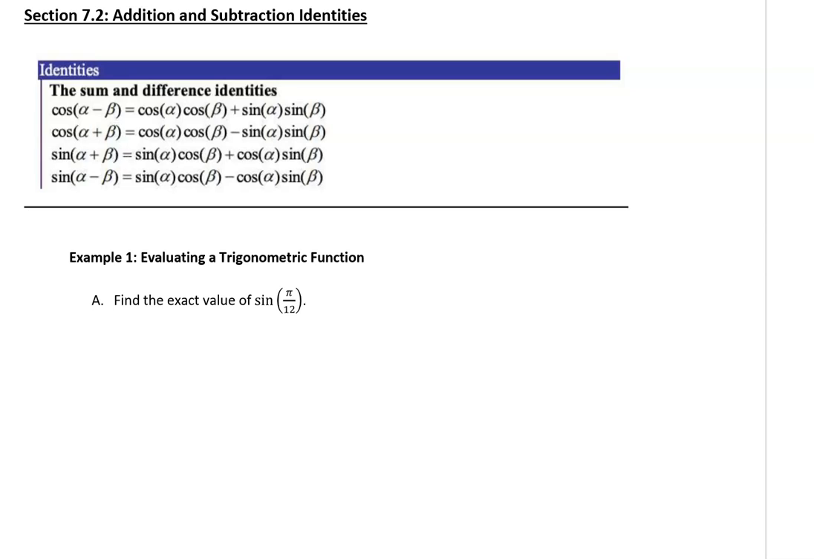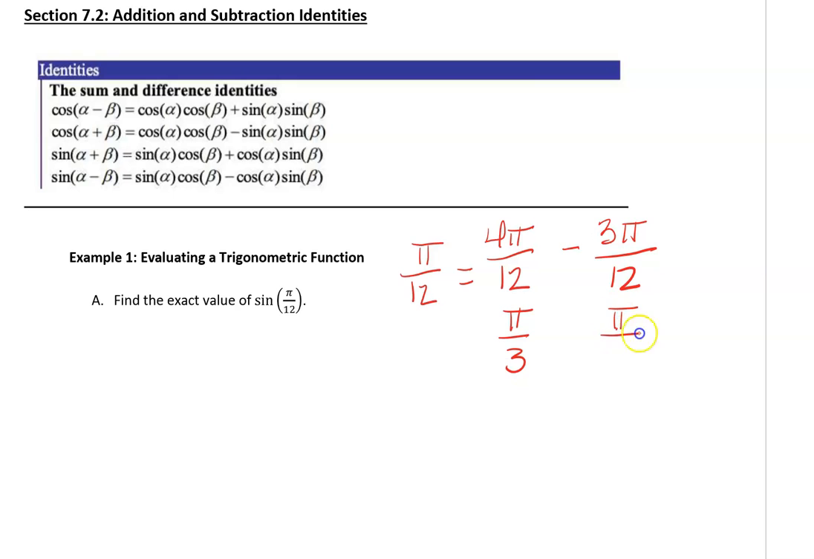So first, let's consider how can we relate pi over 12 to things that we know? Well, that could be if I were to take, say, 4 pi over 12 and subtract 3 pi over 12, those would be the same. Why did I choose these? Well, 4 pi over 12 is equal to pi over 3 on my unit circle. 3 pi over 12 is pi over 4 on my unit circle, and I have values for those.